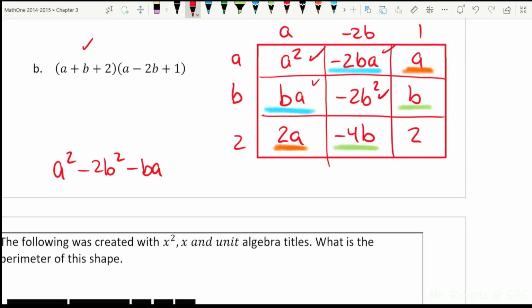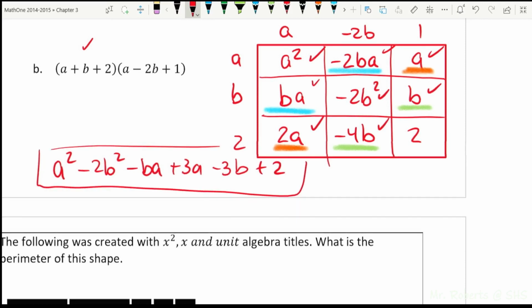If I combine 2A and A, that's going to be a plus 3A. They're taken care of. And then I've got a negative 4B and a positive B, which is going to look like negative 3b. You guys are gone. And the last thing I have is a plus 2. So this should be the simplified product when I multiply that trinomial times a trinomial.